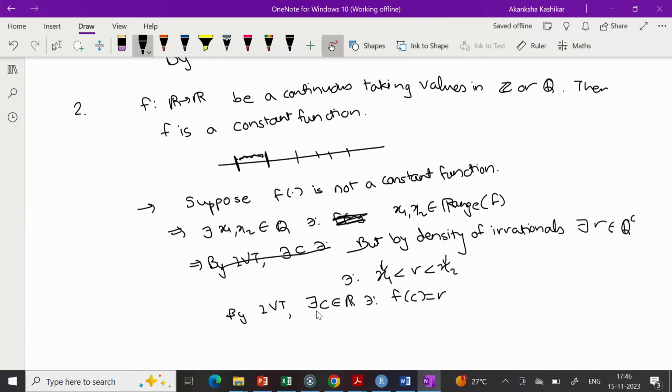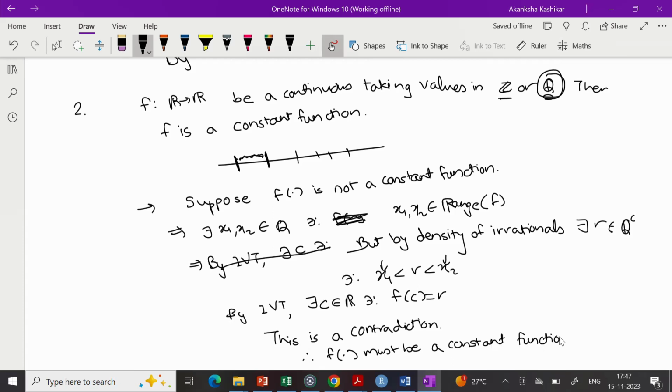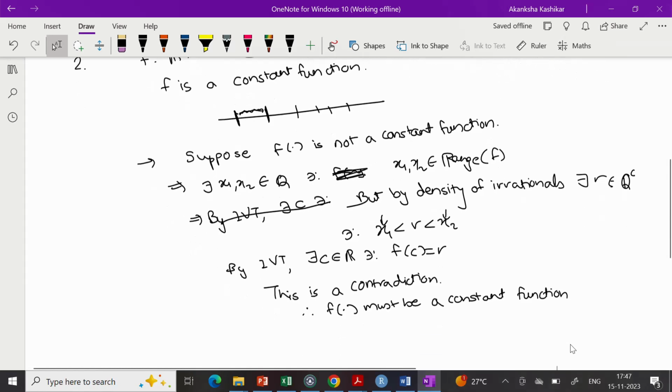But this is a contradiction because we are saying that f takes values only in Q. It doesn't take values in irrationals. So f cannot take two distinct values and hence f must be a constant function. Okay, this is a contradiction. Therefore, f must be a constant function. This is another application of the intermediate value theorem.